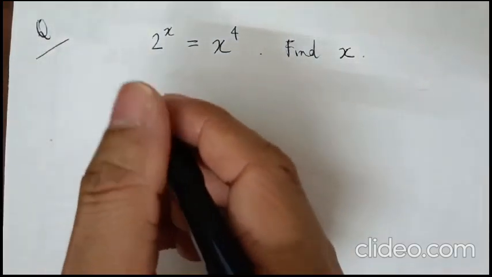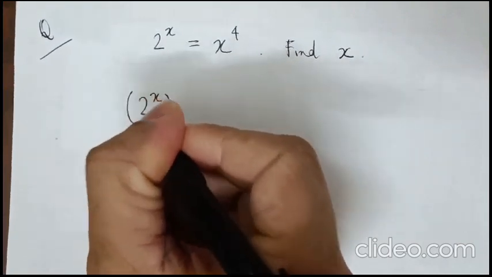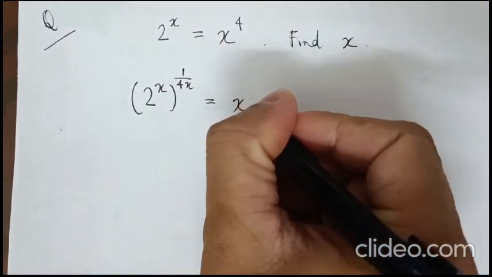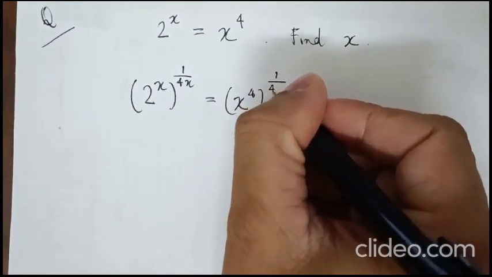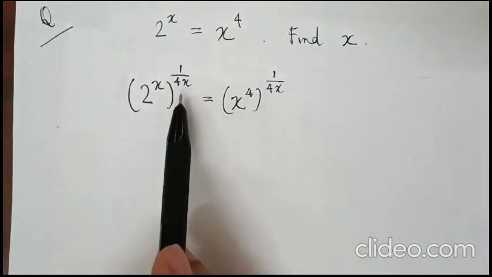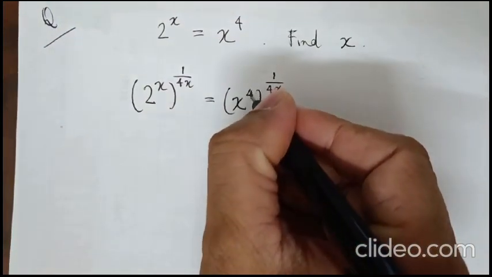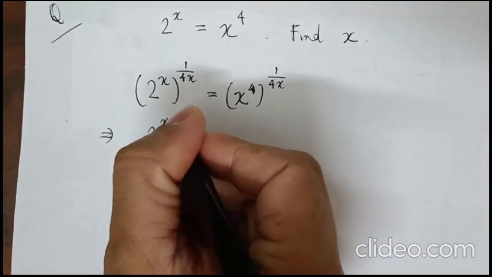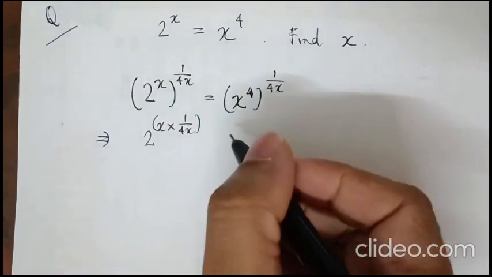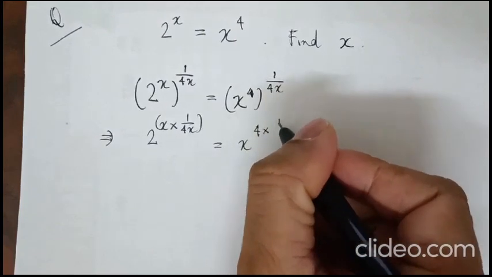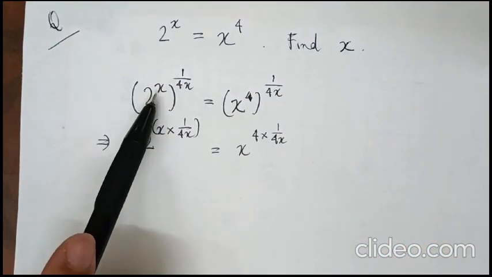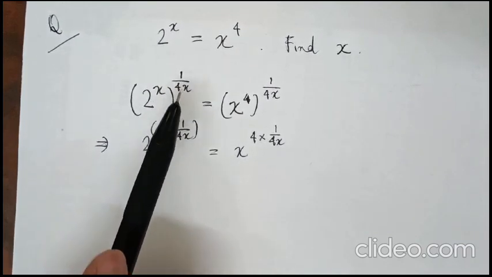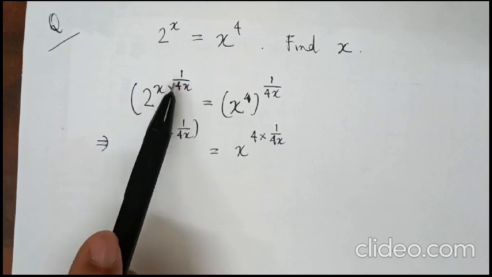Well, we rewrite this problem as 2 to the power of x, whole to the power of 1 by 4x, is the same as x to the power of 4, whole to the power of 1 by 4x, right? So I have not done anything special. I have just raised both these terms to the power of 1 by 4 into x. Clear? This implies 2 to the power of x into 1 by 4x on top is equal to x to the power of 4 into 1 by 4x. So this is clear. When you have the entire thing raised to another power, according to maths rules, these two powers will get multiplied.